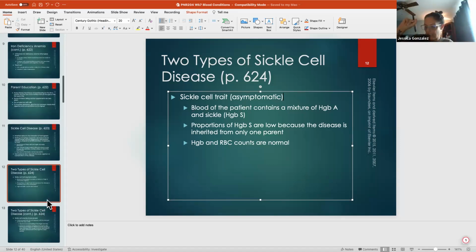Sorry, you said that the asymptomatic one is the one when it only comes from one parent? Yeah. And then they have what they call sickle cell trait. Yes. Okay. So if they inherit the gene from both parents, then they have the disease.